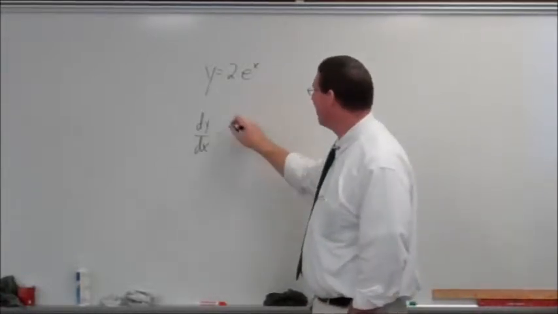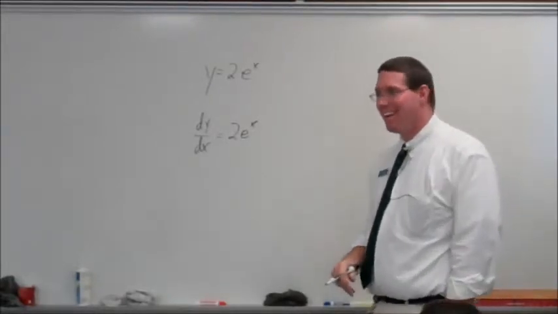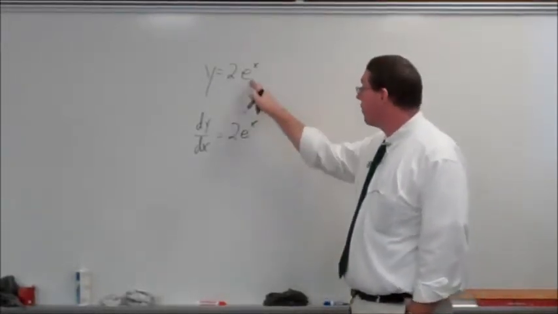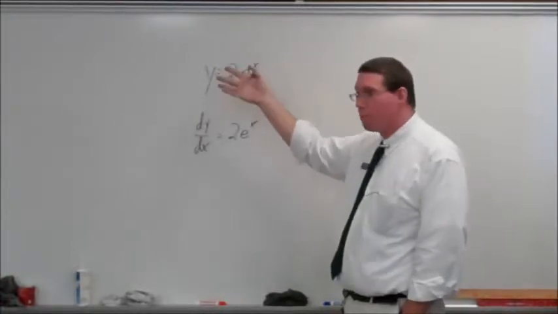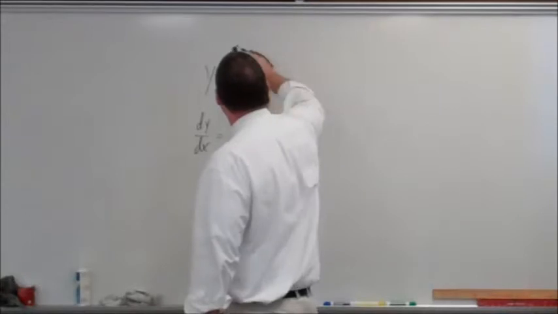So the derivative of 2e to the x is 2e to the x. Yes. Because the derivative of e to the x is e to the x, and then we just multiply it by the constant multiplier 2. Okay. All right. Now let's try another one.